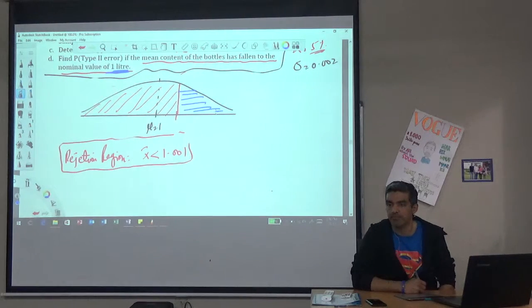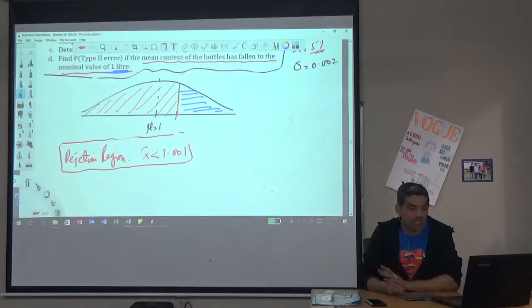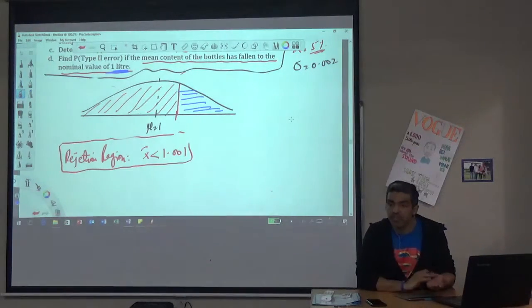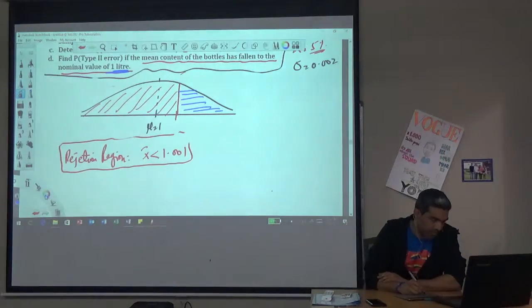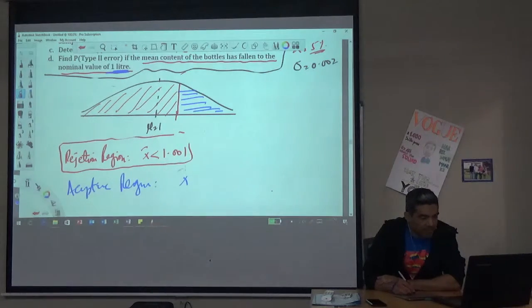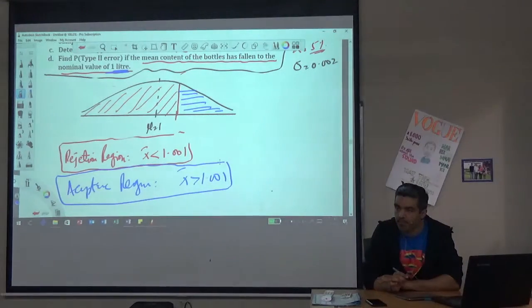So this only uses the significance level. No, based on that significance level, you have built the rejection region. Now, building the rejection region means, okay, let me put this down. If the rejection region is x bar less than 1.001, what is the acceptance region? Greater than 1.001. Yes, the acceptance region is x bar greater than that. This is the acceptance region. Do we agree on this?